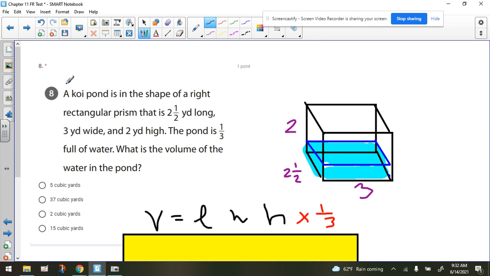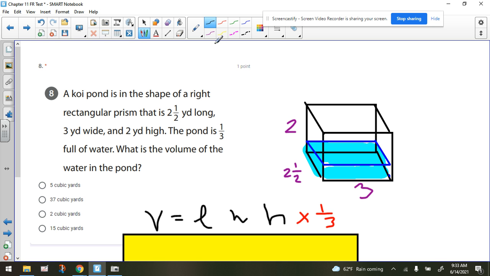We're taking a look at number 8. A koi pond is in the shape of a right rectangular prism that is 2.5 yards long, 3 yards wide, and 2 yards high. The pond is 1/3 full of water. What is the volume of the water in the pond?